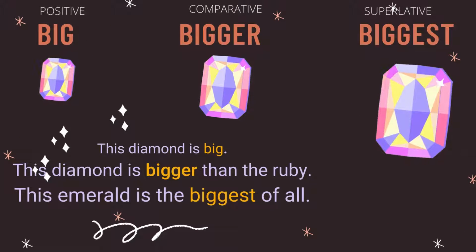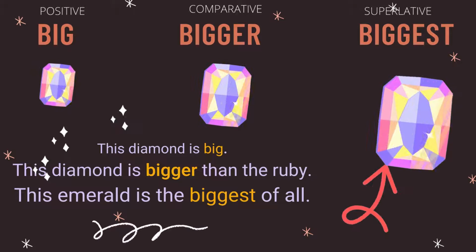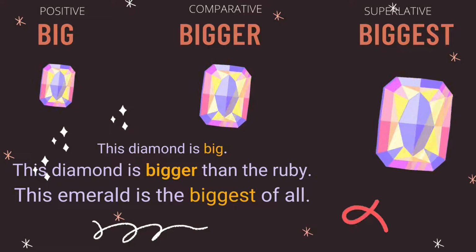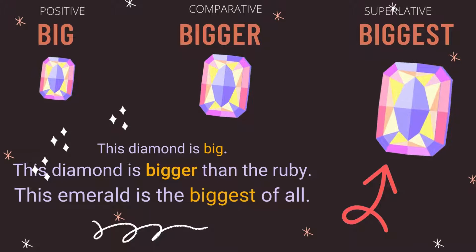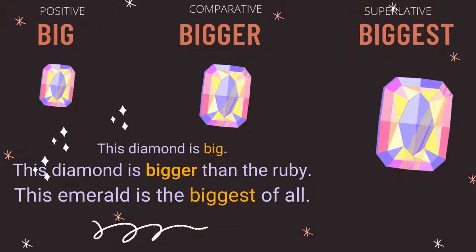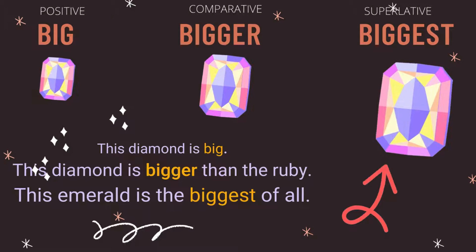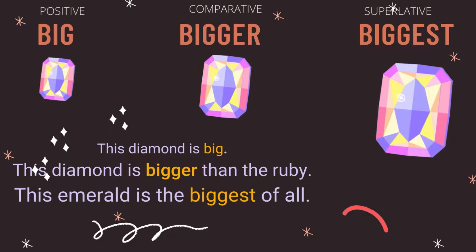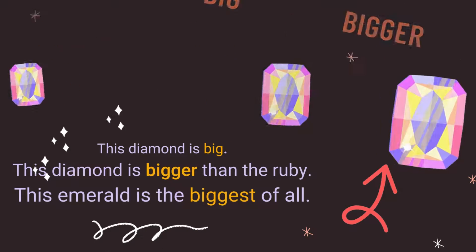Big, bigger, and biggest. You see a vowel I and then a consonant. You should double the consonant. B-I-G-G-E-R and B-I-G-G-E-S-T. This diamond is big. This diamond is bigger than the ruby. This emerald is the biggest of all.